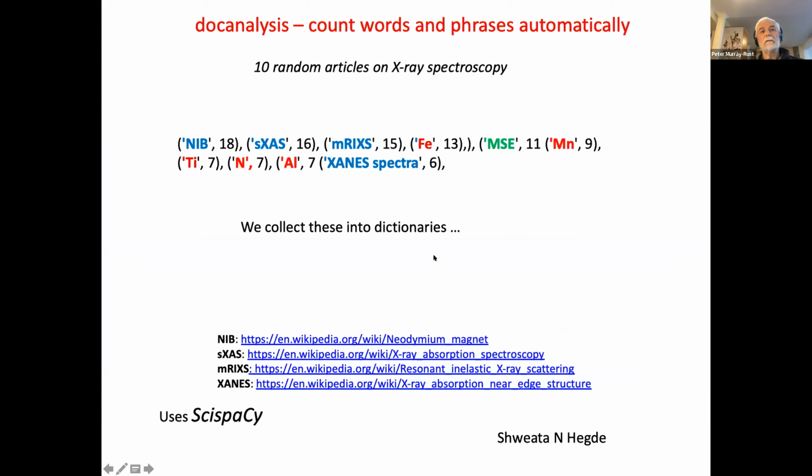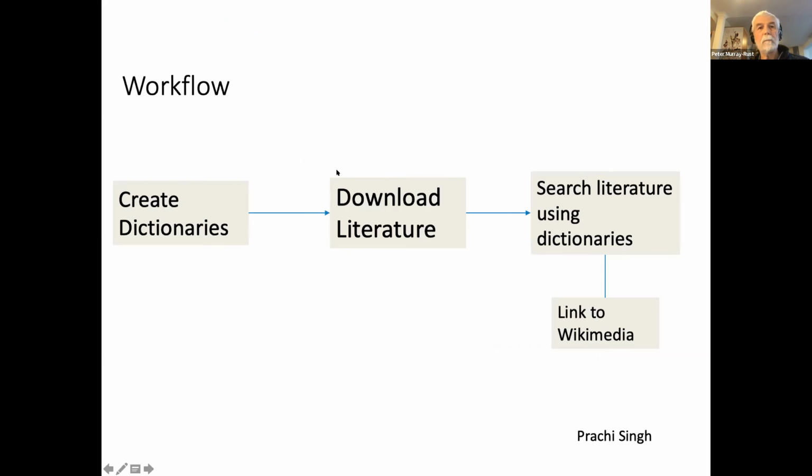And what we've done here is linked it into Wikidata. I hope you have probably now heard that term several times, but it's now the largest collection of metadata and data formalized on the open web. And so you can see here it's picked up elements, it's picked up X-ray techniques and so on. Another student, Prachi, put this together last year. So we make what we call dictionaries, download the literature, and then we search it and link it to Wikimedia.